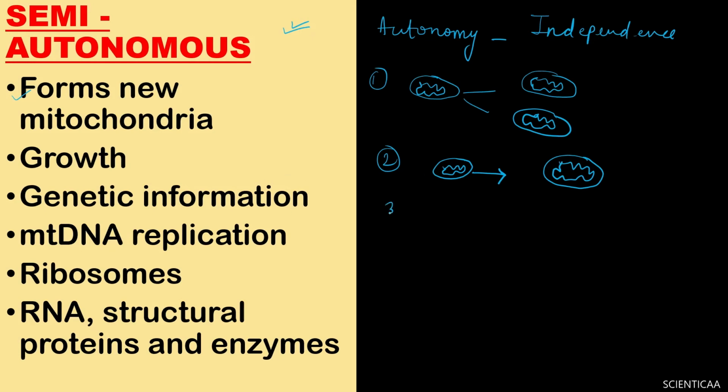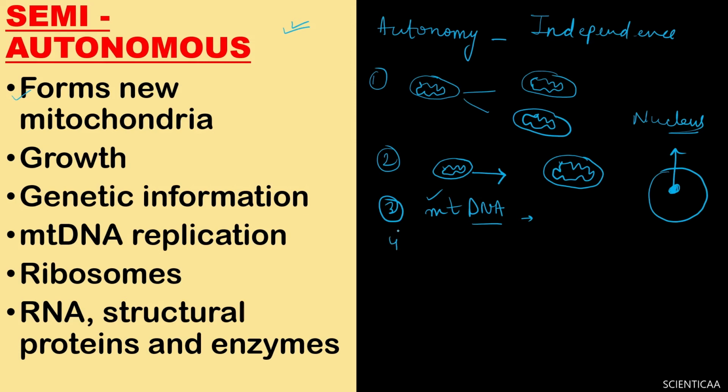Now, the third one is the genetic information. Mitochondria possesses its own genetic information in the form of mitochondrial DNA. So this DNA is present in the mitochondria, and it is independent of the DNA of the cell. As we know, the cell has the nucleus, which carries its genetic material in the form of DNA. But this mitochondrial DNA is independent of the nuclear DNA.